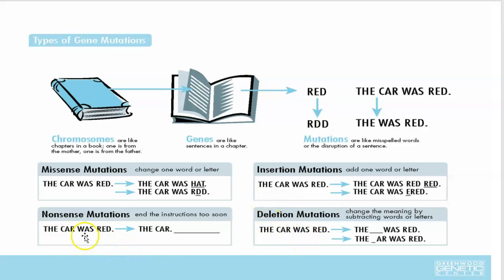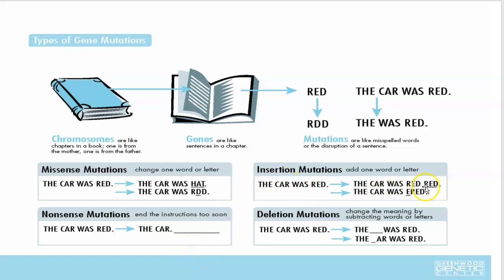Nonsense mutations are when there are premature stop codons, which I'm going to go over in the next slide. So, the car, and that's it. There's no next sentence. There's nothing. If I said, what did you do? I got in the car. Where'd you go? I don't know. What color was the car? I don't know. And so these are always disease-causing, or pathogenic. Whenever you have a nonsense mutation, it's always bad because there's a premature stop of the protein.